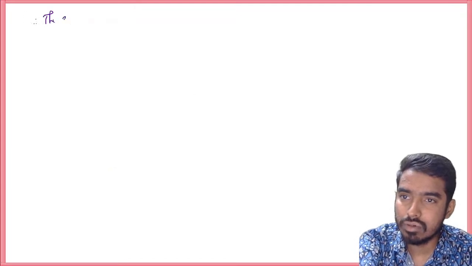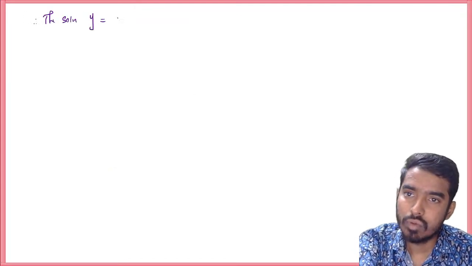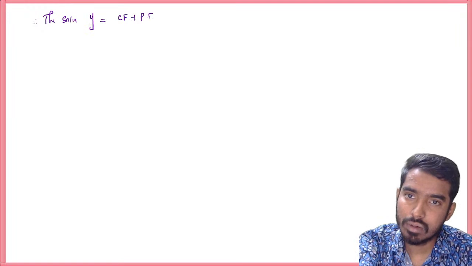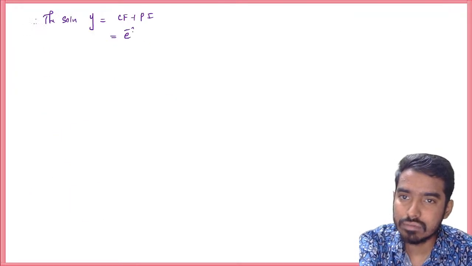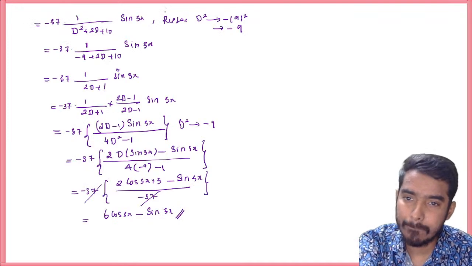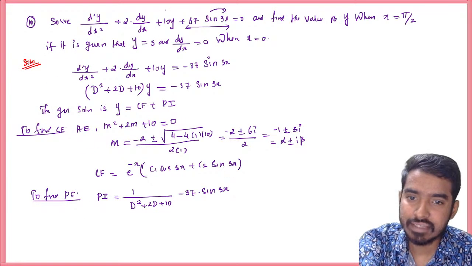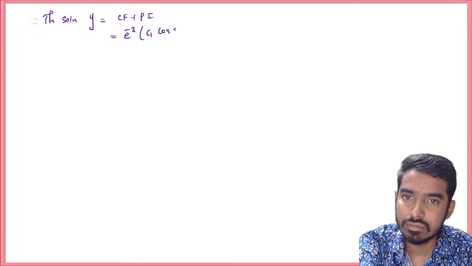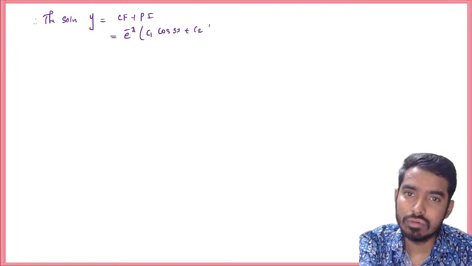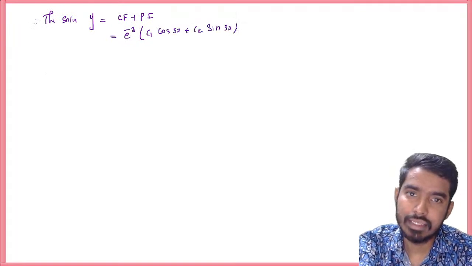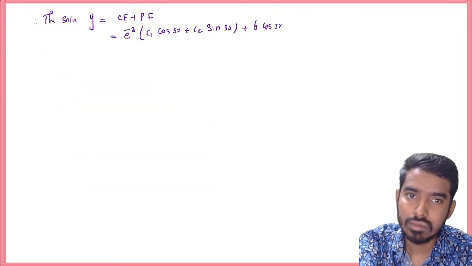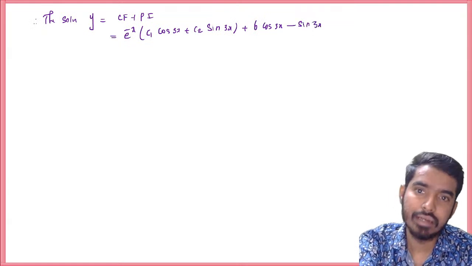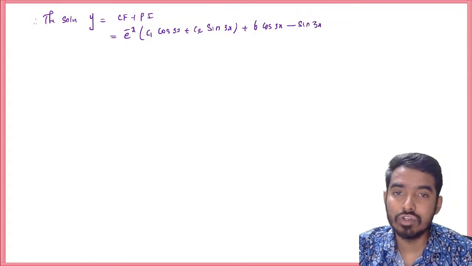Therefore, the solution is y is equal to CF plus PI. So CF is e power minus x, c1 cos 3x plus c2 sin 3x, plus PI is 6 times cos 3x minus sin 3x, right? So it's your solution.